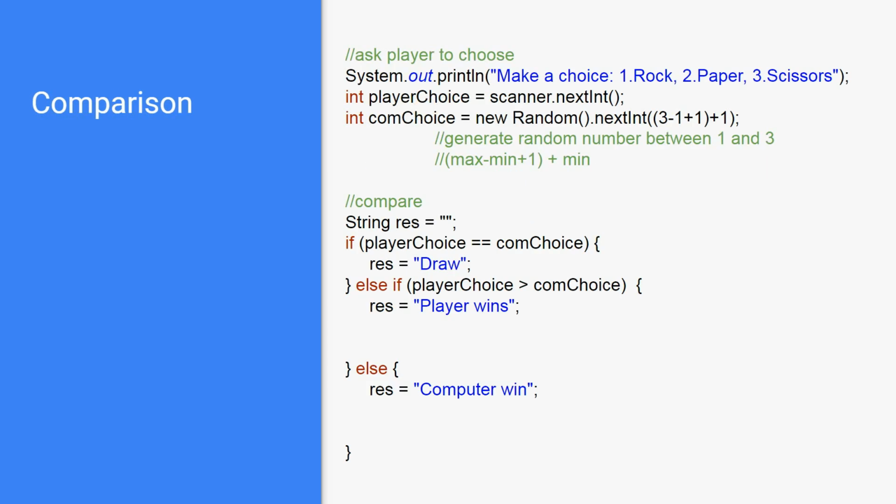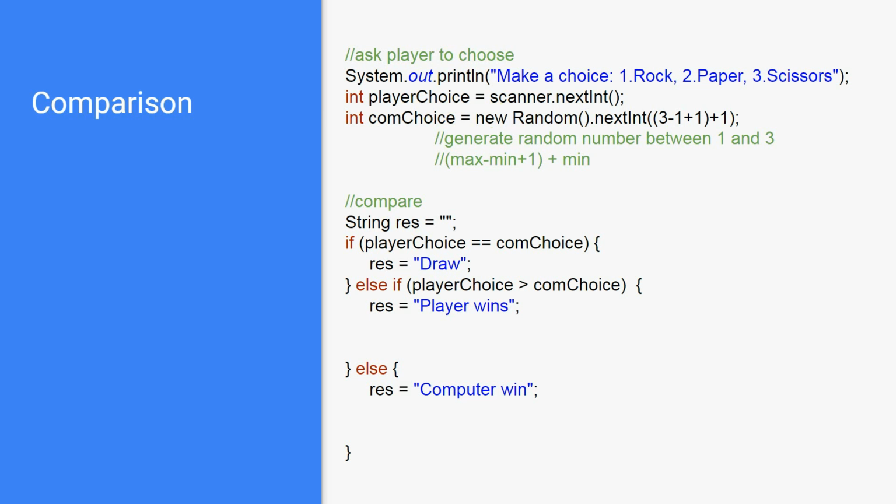Next, I'm going to talk about how I made the comparison between the computer's choice and the player's choice. First of all, I used the integer numbers 1, 2, 3 to represent rock, paper, scissors accordingly. Then I created two variables to accept the choices made by the player and the computer.